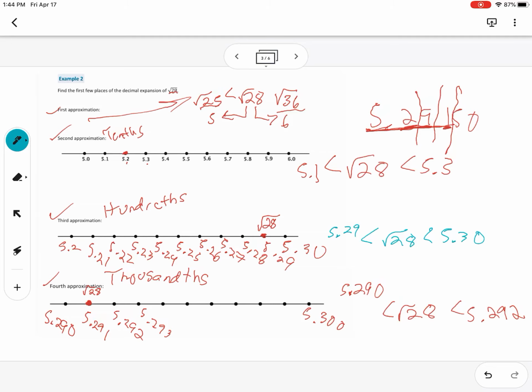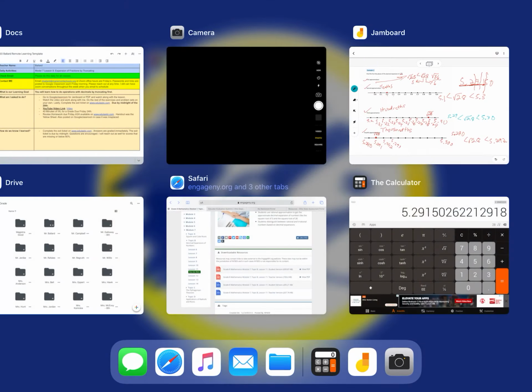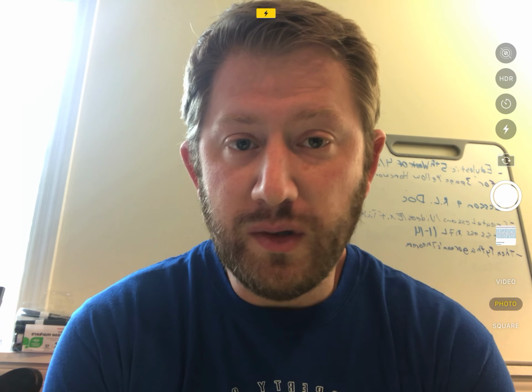So that's the lesson right there. It's just taking square roots. They're irrational numbers, so they would go on forever. You could do this for days and days. The furthest we'll go out is the thousandths place. And just know that the further you go out on a number line, the more accurate it gets.